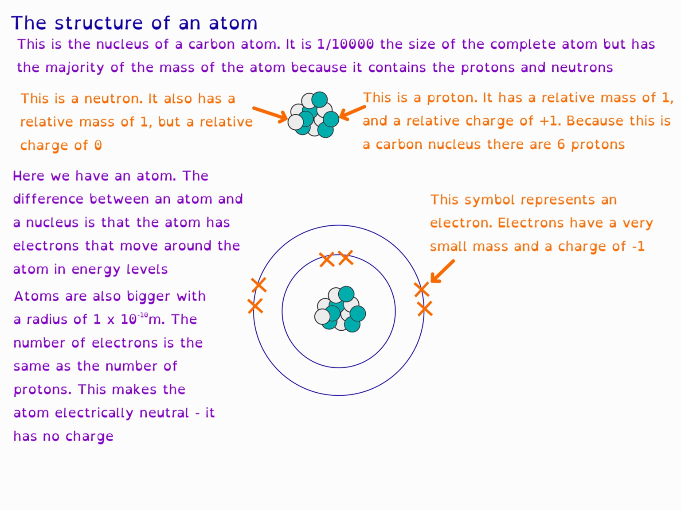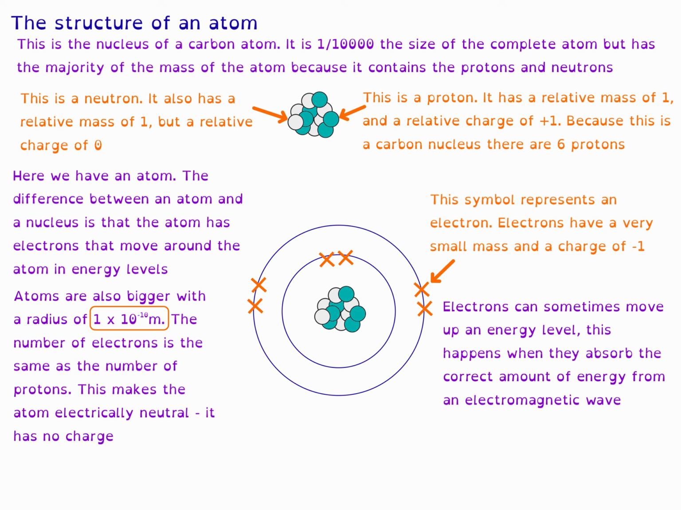Atoms are also bigger, with a radius of 1 × 10^-10 metres. The number of electrons is the same as the number of protons. This makes the atom electrically neutral, positives balanced by negatives, so it has no charge.